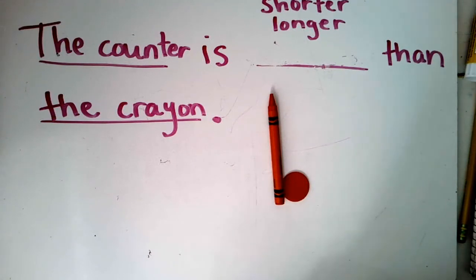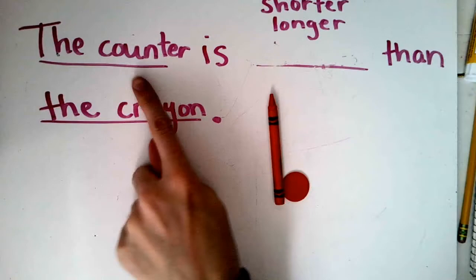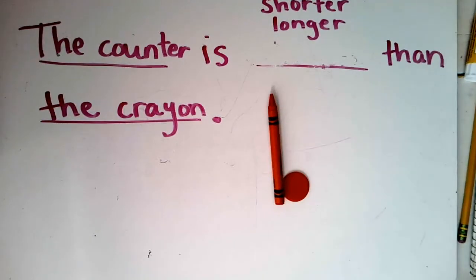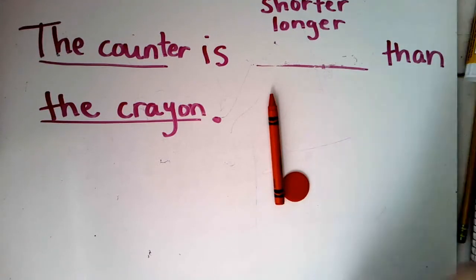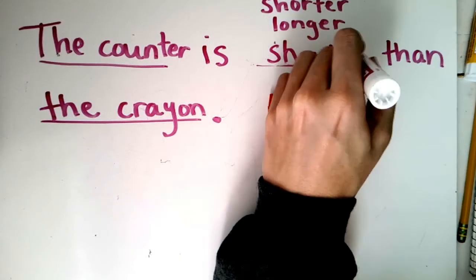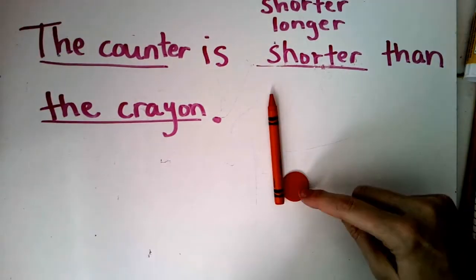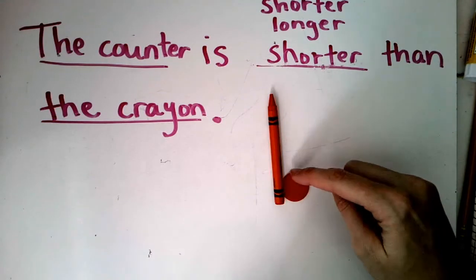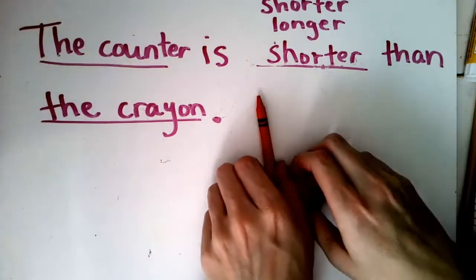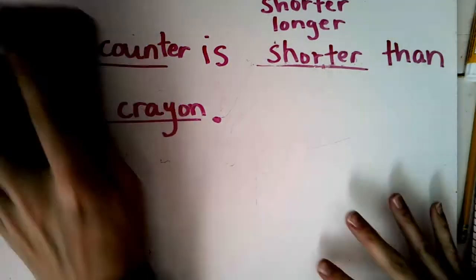What do you see? The counter is blank than the crayon. What do you say? Shorter or longer than? I hope you said the counter is shorter than. Okay, it's much, much smaller. It doesn't near reach the top of that crayon the way we'd like it to. So, we call that shorter than. So there you have it. We just practiced comparing the length of two objects.